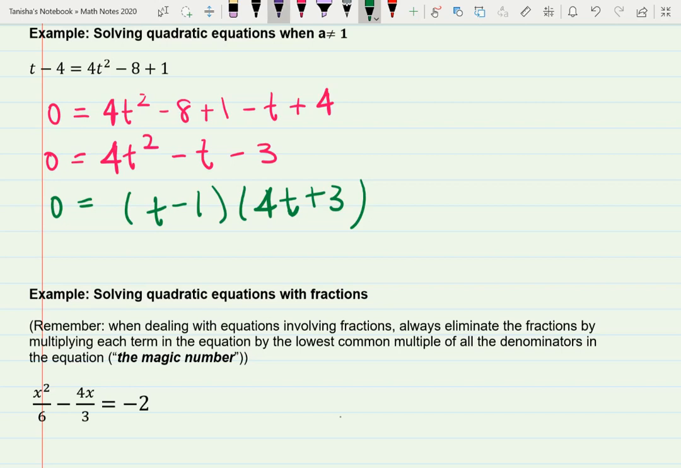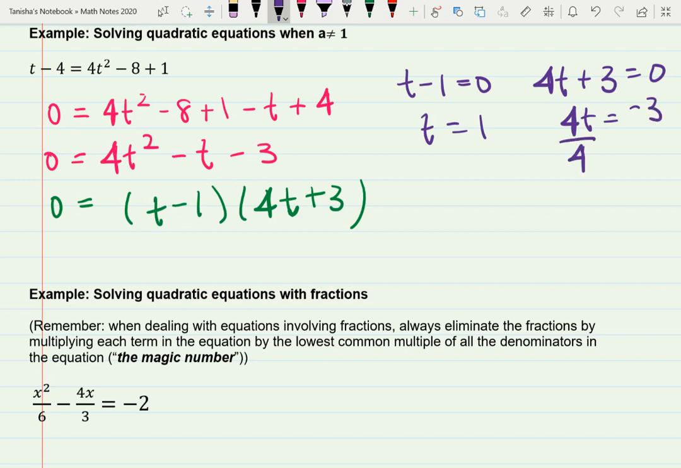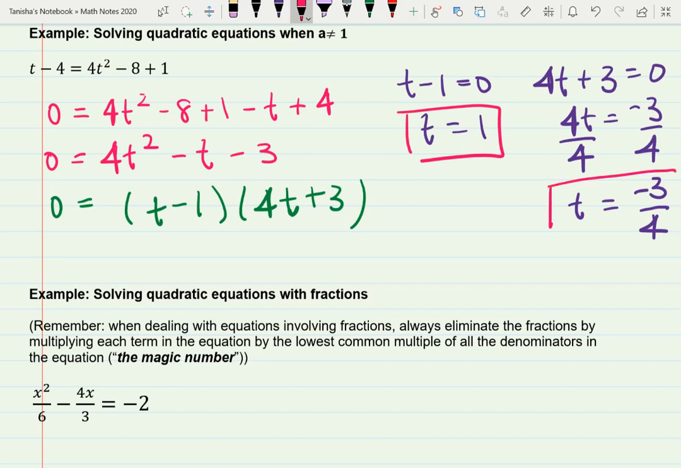Now we need to set each of our factors equal to 0. So t minus 1 equals 0 and 4t plus 3 equals 0. And we're going to solve each equation. So t equals 1 and 4t equals negative 3. Divide both sides by 4. Negative 3 over 4 is equal to t. Okay, so when you solve these, you can also get a solution that is a fraction or a rational number.